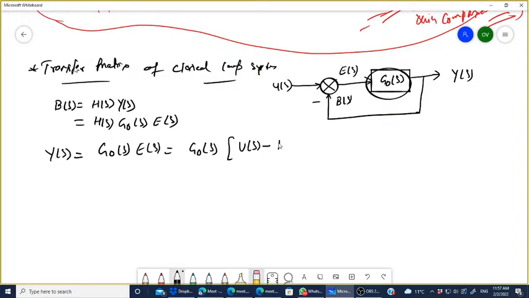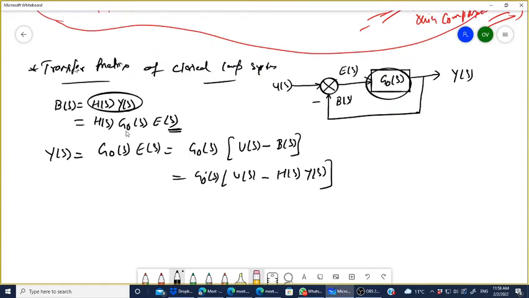US minus of the BS, and this G naught S, and you know what is the value of BS? You can directly write the BS value: BS is nothing but HS into YS. Yes or no? YS is written in terms of this. So this is the YS, right? So now you can solve this equation.